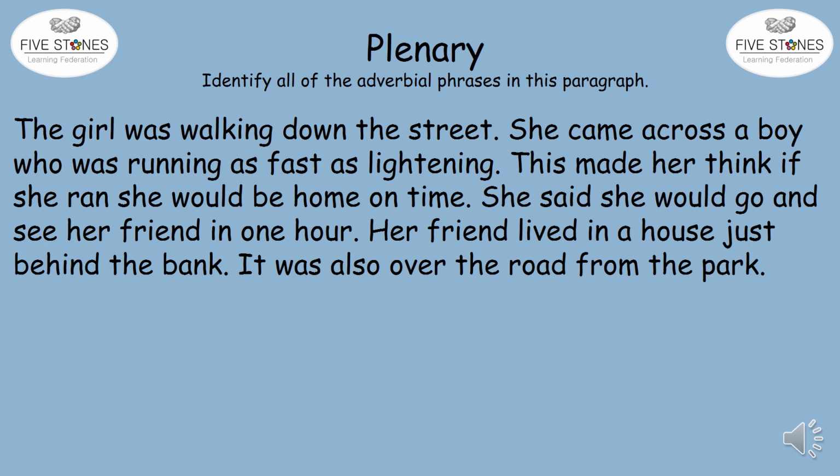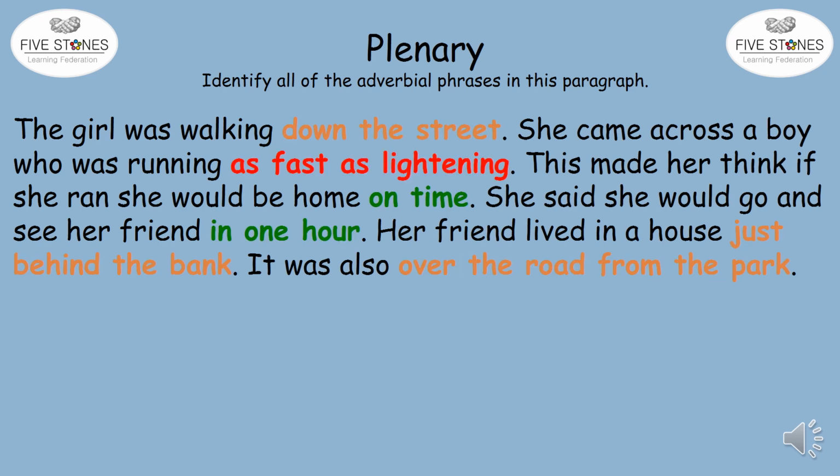So let's go through this now to see whether you have managed to work out what all of the adverbial phrases are in my paragraph. So in the first sentence, the girl was walking down the street. It's telling you where she was walking. She came across a boy who was running as fast as lightning. So that is a how adverbial. It's telling you how he is running. This made her think that if she ran, she would be home on time. That's telling you when or how often.